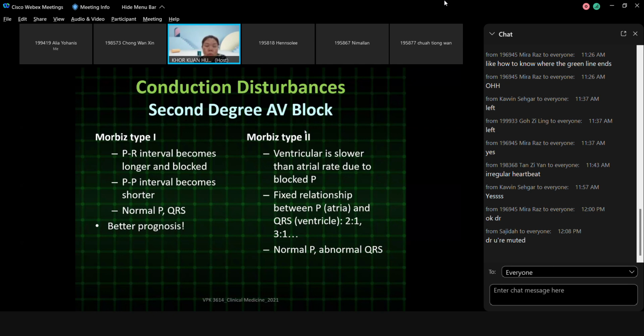For type 2, the ventricular rate is lower than the atrial rate due to blocked P waves. So it's a fixed relationship between the P wave that comes from the atria and the QRS that comes from the ventricle. So you're going to have 2 P waves to 1 ventricular beat, or 3 P waves then 1 ventricular beat. You always have a normal P wave, but you have an abnormal QRS. With this one, the prognosis is poorer because sometimes if it is a structural issue, they may need a pacemaker.